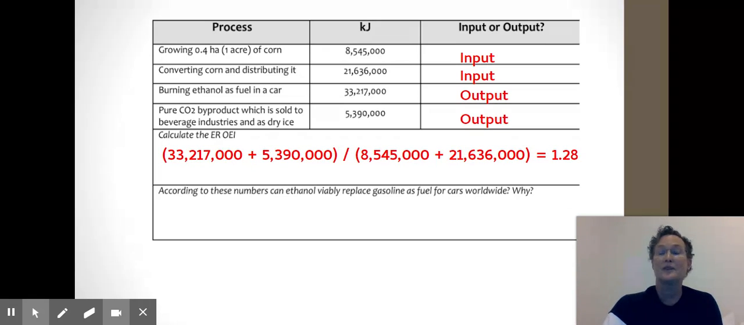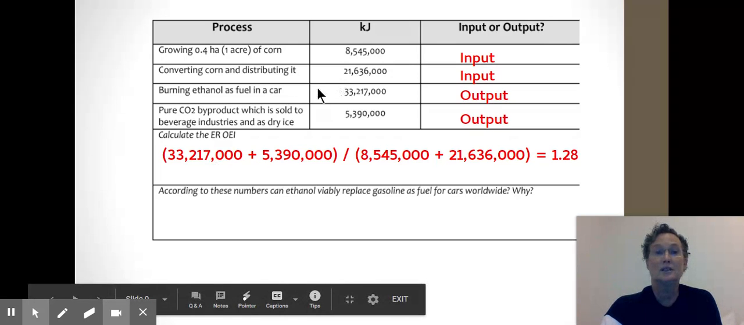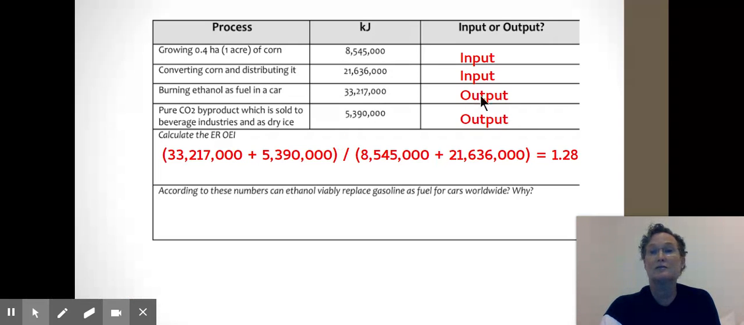So to calculate it, you would add together the 2 outputs, right? Because this is the energy obtained from the fuel. So the energy obtained from the fuel is the 2 outputs added together. And that divided by the two inputs added together will give you your ratio. And that ratio is 1.28. So is that good? No, it's not good because the 1.28 is lower than the 3.0. 3.0 is what's required for you to even make it worth your time. So the answer is no, it would not be a viable replacement for gasoline.